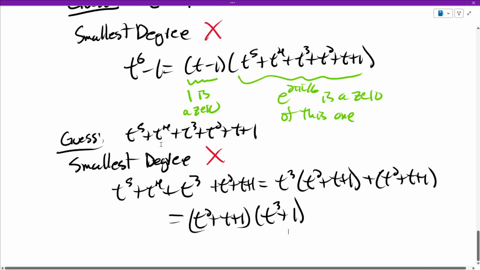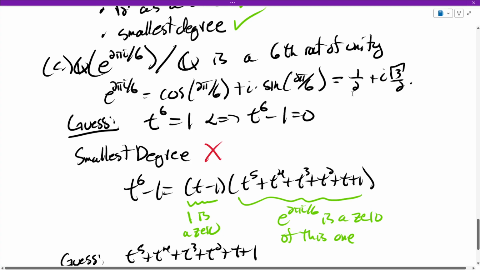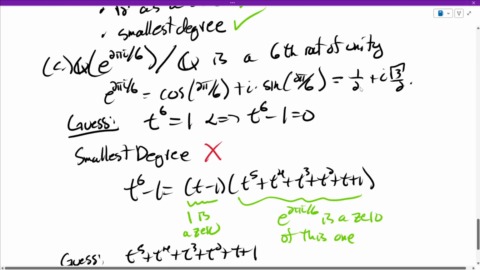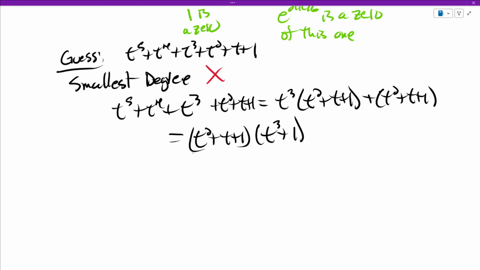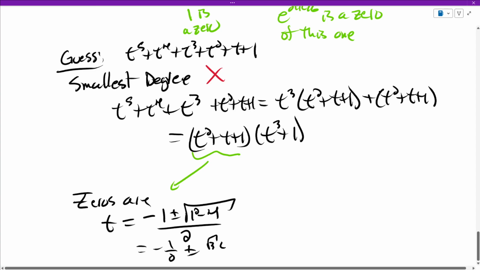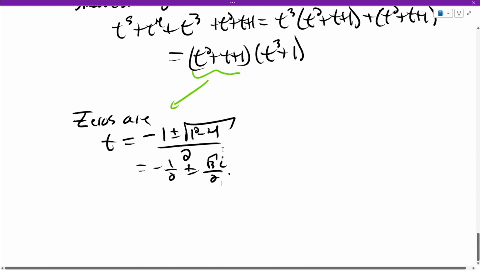Now which one of these is e to the 2 pi i over 6 a root of? Well, luckily we went in and computed this. And so what are the zeros of this guy here? Well, the zeros are t is negative b plus or minus root b squared minus 4ac all over 2a. So we get negative a half plus or minus root negative 3, so that's root 3i over 2. Is that what our e to the 2 pi over 6 is? No, our half is positive, not negative. So it's not either of those.